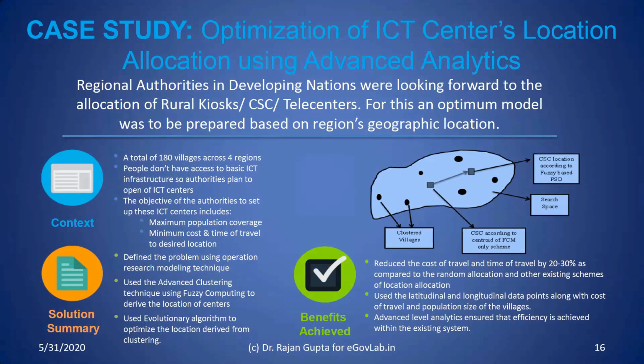So in case a particular nation's government is unable to provide these services to the citizens, or the citizens' financial conditions are not very good in order to access government services through digital mode, then there comes the concept of rural kiosks, or common service centers, or telecenters, or ICT centers, which are being set up in various areas to help the citizens access e-governance services.